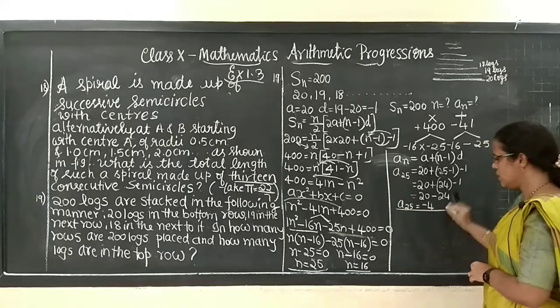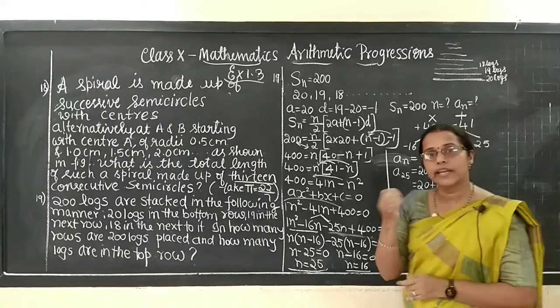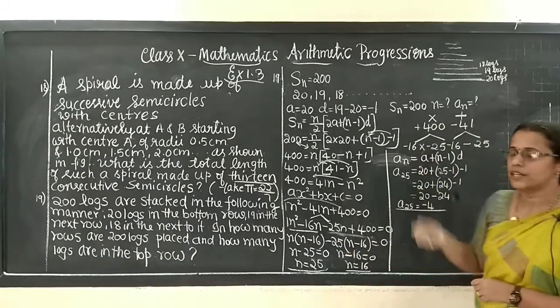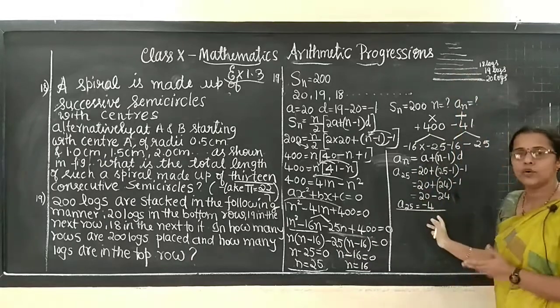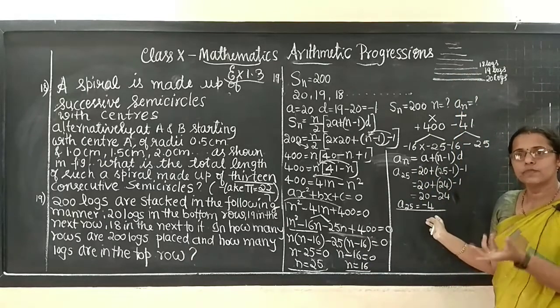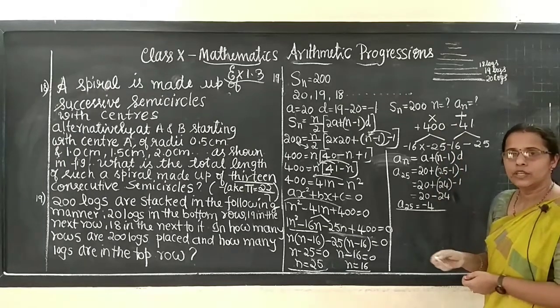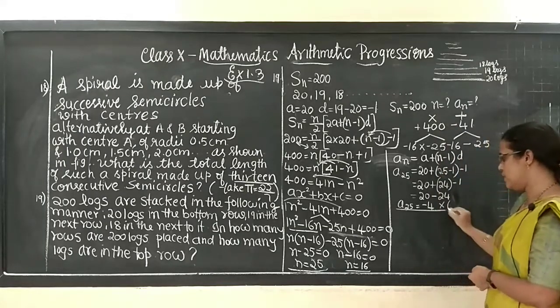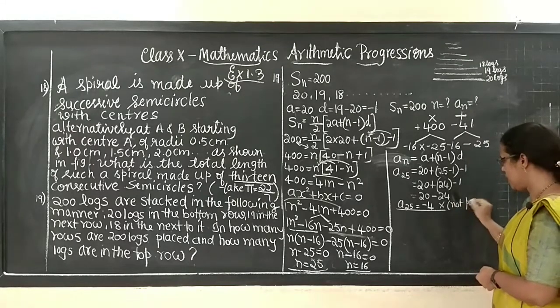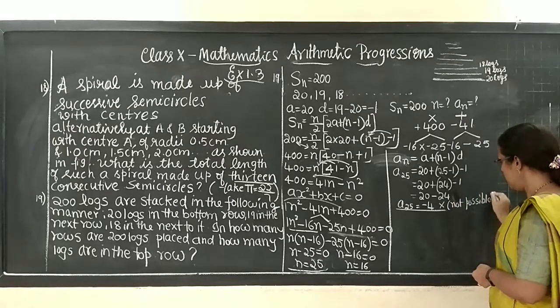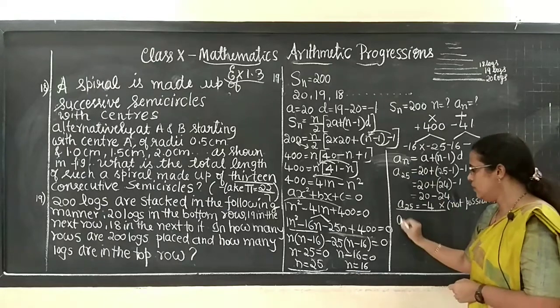That means the logs number cannot be negative, children. The top row, the 25th row, negative answer coming. Is it possible to stack a negative number of logs there? So it is not possible. Not possible. Okay, so then we have to find out for 16.